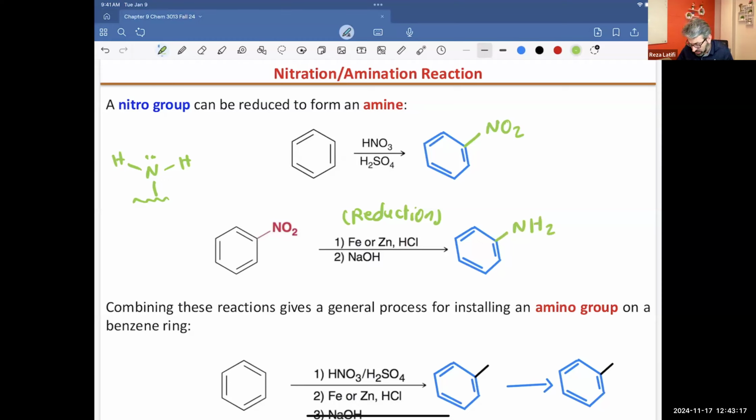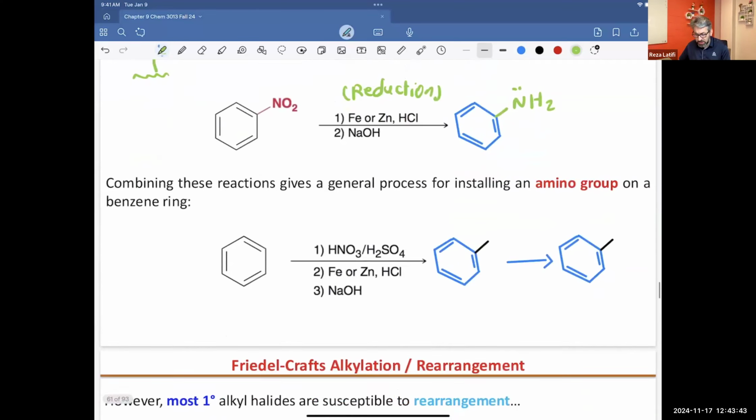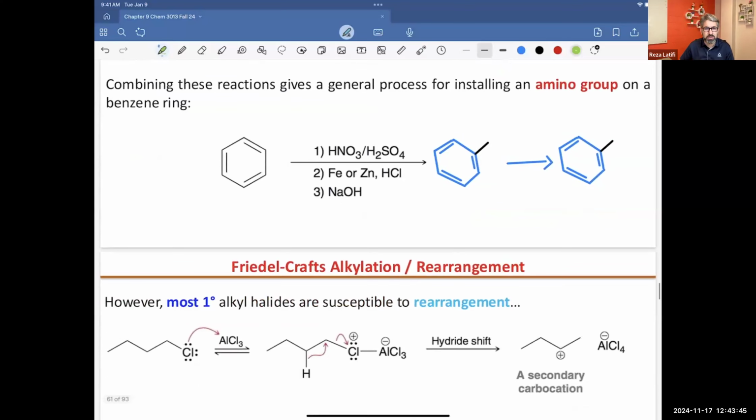So now I managed to replace, technically, a hydrogen on the benzene ring by NH2, which does have a lone pair, and this is one way to do it. Yes, it's not a one-step reaction. We had to do it in two steps, but we got the product that we are looking for. And sometimes you will see it as an actual combination.